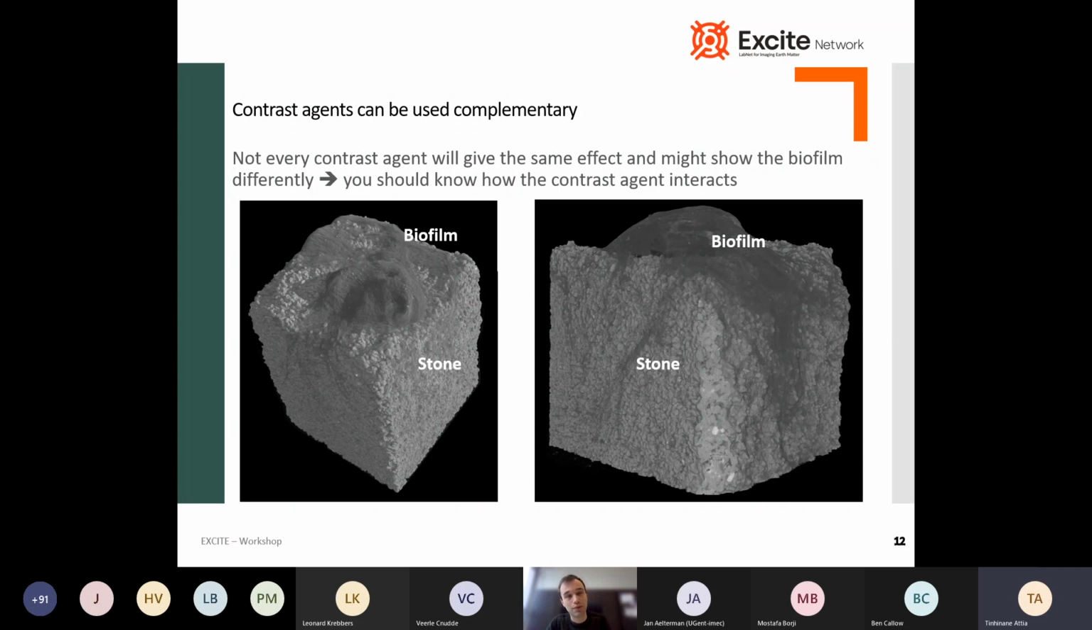But it's interesting because it also means that it might be possible to use different contrast agents complementarily to show different features you are interested in of the same object.